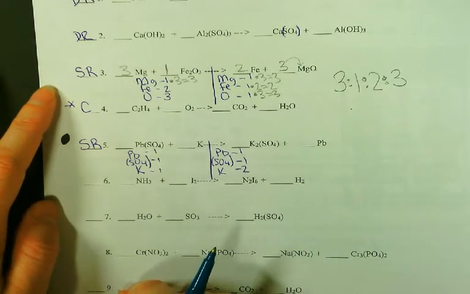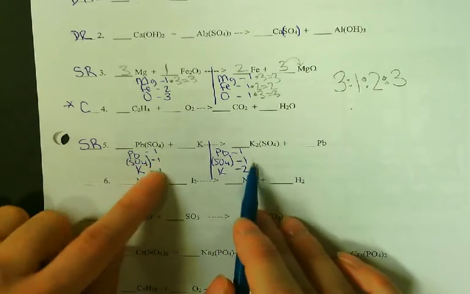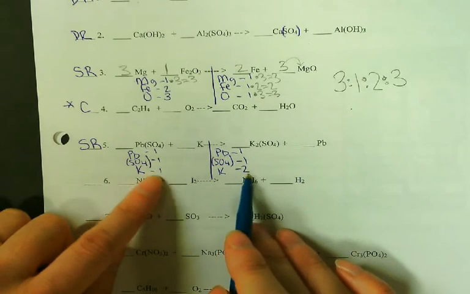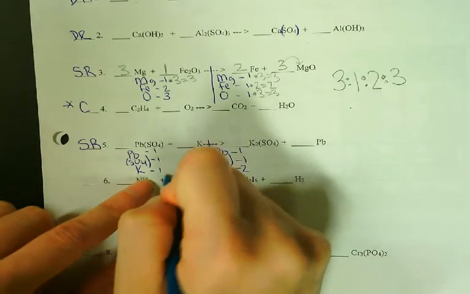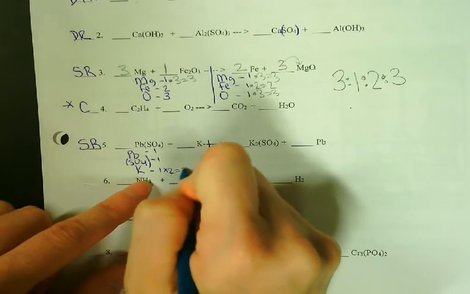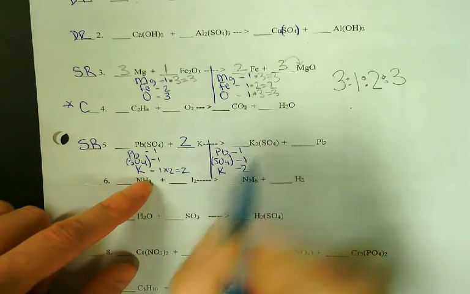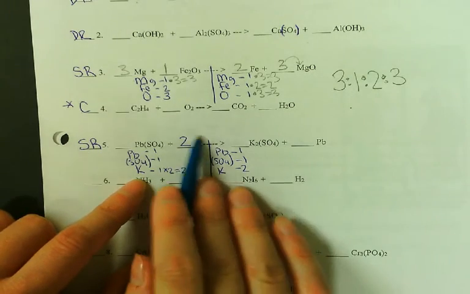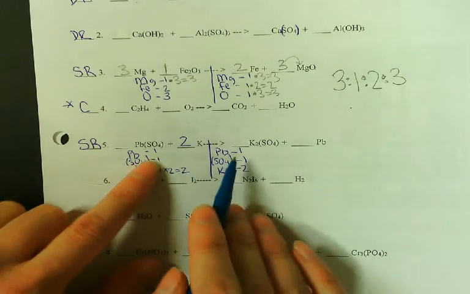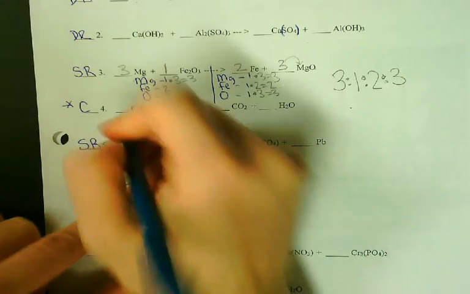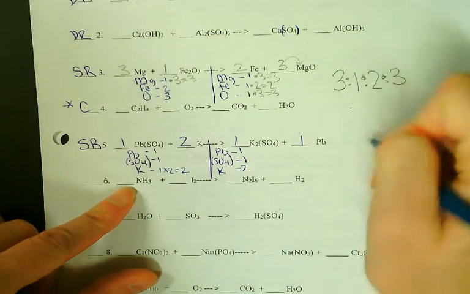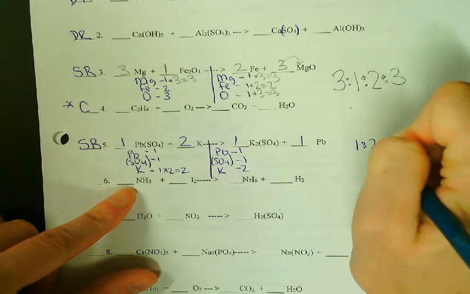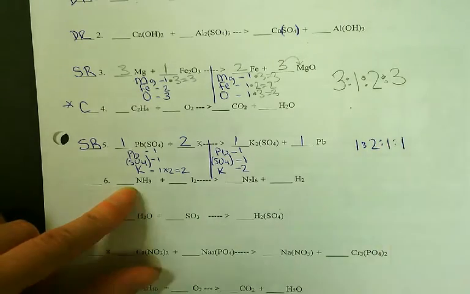I already counted the atoms before. So my leads are balanced, my sulfates are balanced, my potassiums are the only thing not balanced yet. So I can say times 2 equals 2 by putting that there. And, ooh, that's a nice one. Look, that doesn't change anything else. So 1 and 1, 1 and 1, 2 and 2. We're done. 1, 2, to 1, to 1.